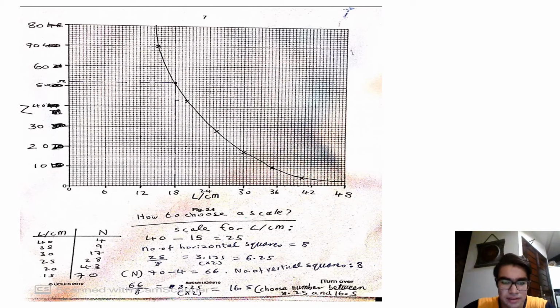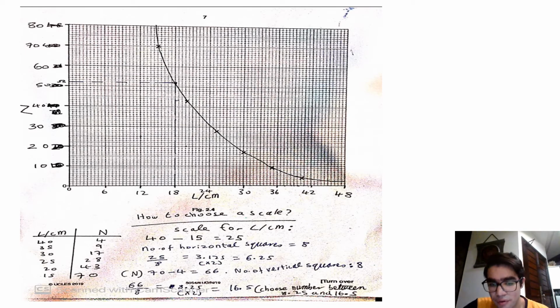So let's do it for L divided by cm first. On the table we have 40, 35, 30, 25, 20, 15. The first step is that you subtract the highest value by the lowest value. So not divide, subtract, I mean. You subtract the largest value by the smallest value. The largest value on the L divided by centimeters table is 40, and the lowest value is 15. So it becomes 40 minus 15, which is 25.